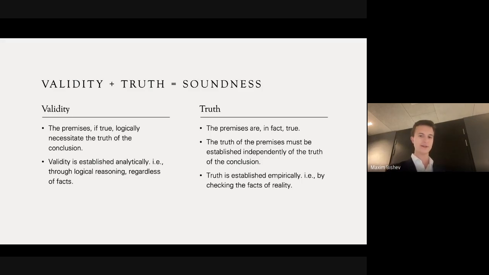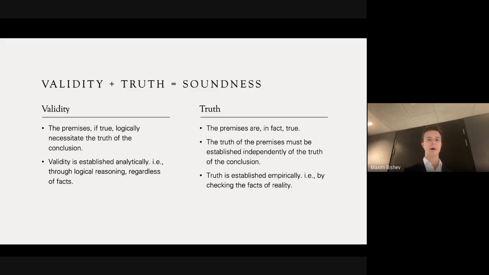Truth, you all are quite familiar with. It's just looking out to the world and making sure that the premises of the argument are in fact true. So is it really true that Socrates is a man? Is it really true that all men are mortal? First, you have to establish those, and then you look at the validity. Or you can go the other way around, doesn't matter. But both components have to be present for you to decide, yes, the argument is sound, I will accept it.